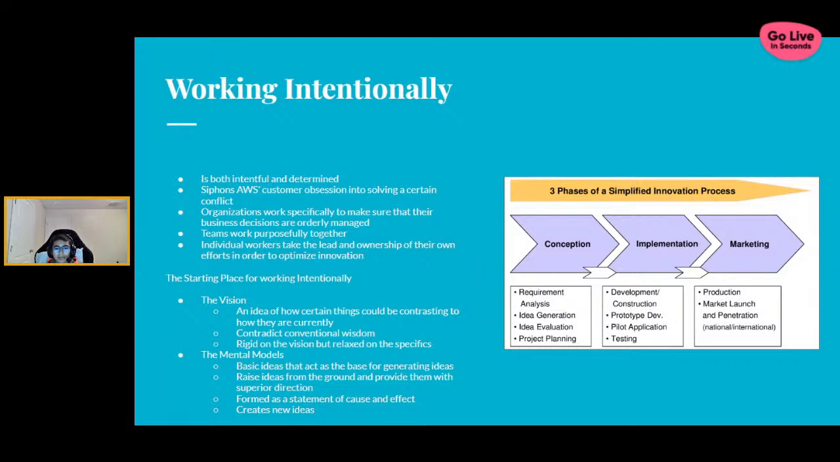So, the starting place for working intentionally includes two places: the vision and the mental models. The vision is an idea of how certain things could be, contrasting with how they are currently, and this contradicts conventional wisdom. You should be rigid on the vision, but relax on the specifics of how you get there. Next, the mental models. The mental models are the basic ideas that act as the base for generating more ideas. They raise ideas from the ground and provide them with superior direction. Furthermore, they are formed as a statement of cause and effect, and they work to help create new ideas.